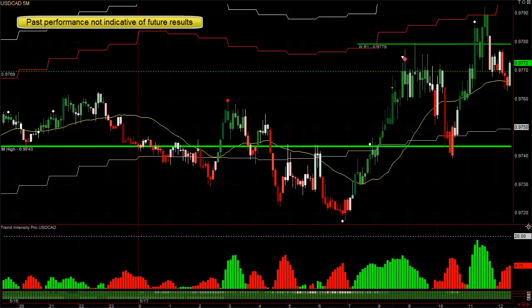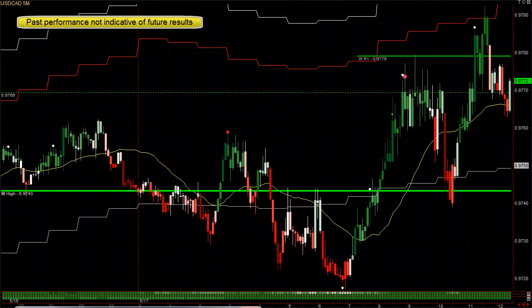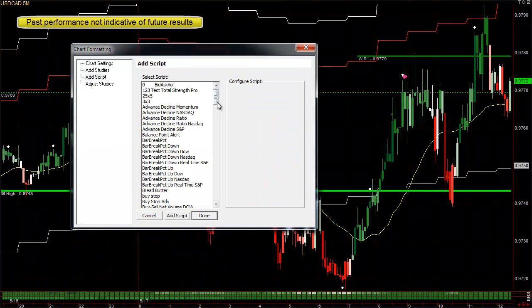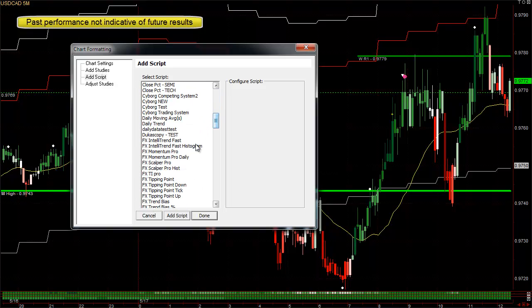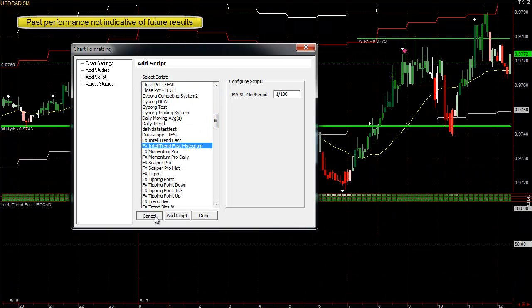Let's look at it on the FX IntelliTrend Fast. And I know that Australian dollar was also a phenomenal, very high probability trade today, and it just kept going down.